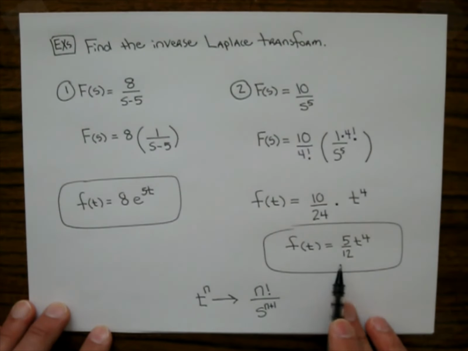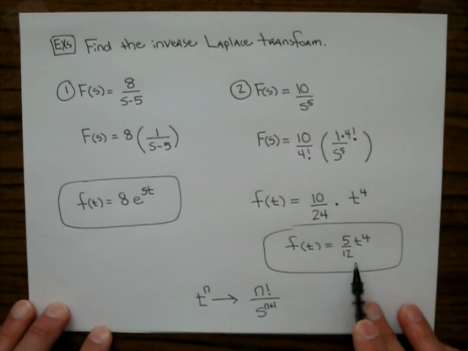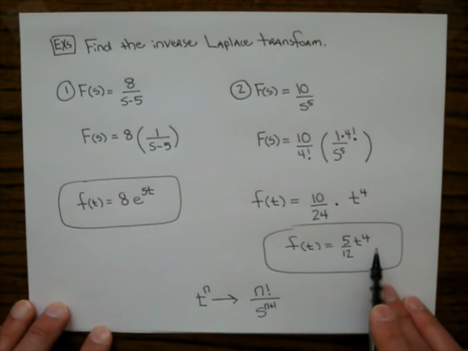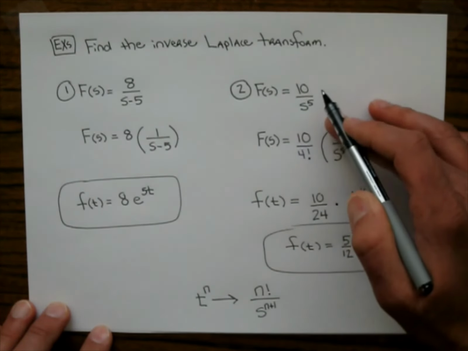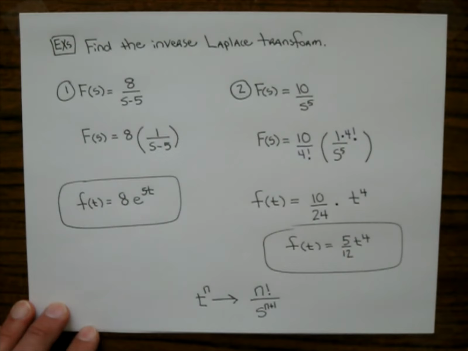If you find the Laplace transform covering up all that work, you'll do this shortcut. And you'll go, oh, look, 4 factorial on the top over s to the 5th, and then 5/12. So you'll end up getting 10 over s to the 5th.